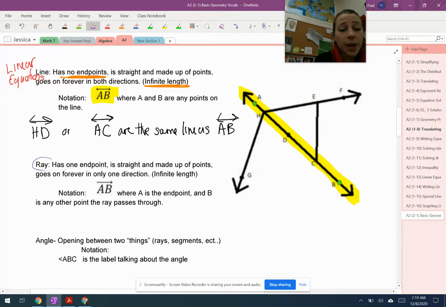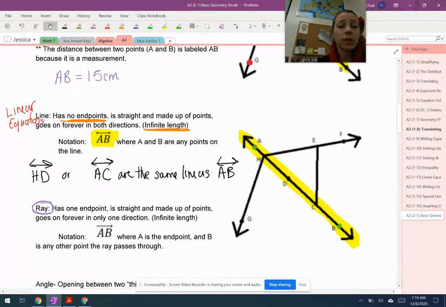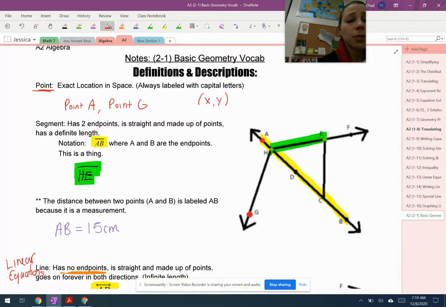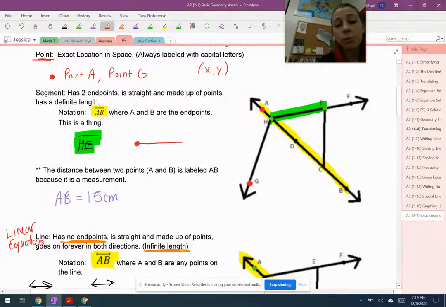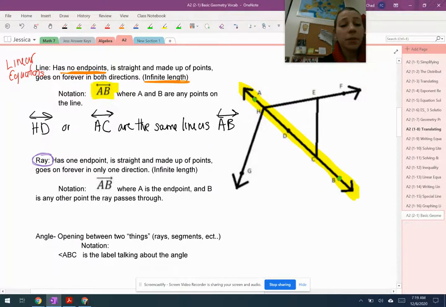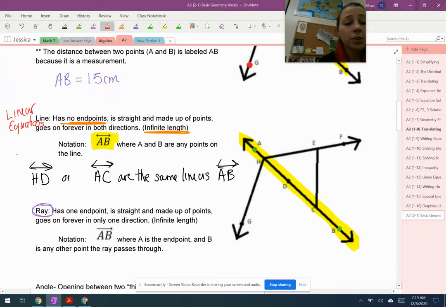Next up, we have a ray. A ray has one endpoint. It is straight and is made up of points. So actually, I'm going to go back for a second here. A point, as we talked about, is just that point in space, an exact location in space. A segment has two endpoints. So something like swoop, swoop. The line goes on forever in both directions. We know what those lines look like.